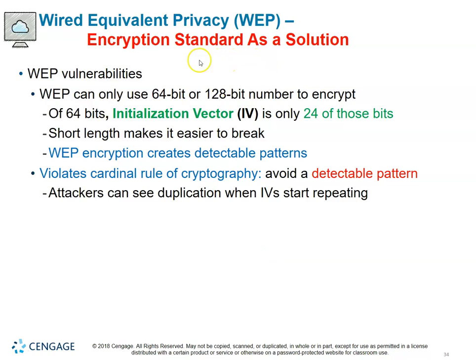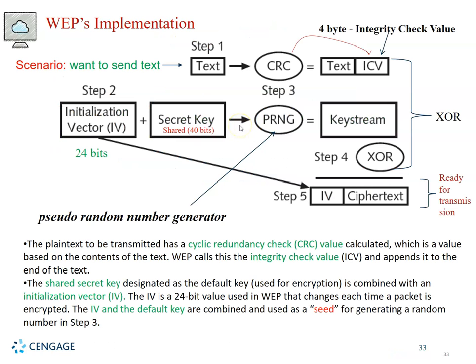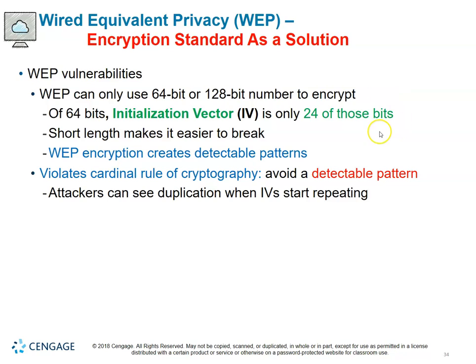Okay, so what are the vulnerabilities? This was not a complete solution. As it turns out, it can only use a 64 or 128-bit number to encrypt. And of the 64 bits, the initialization vector, that was this first part you see here in step 2, is only 24 of those bits, so that's kind of short. So the short length makes it easier to break.